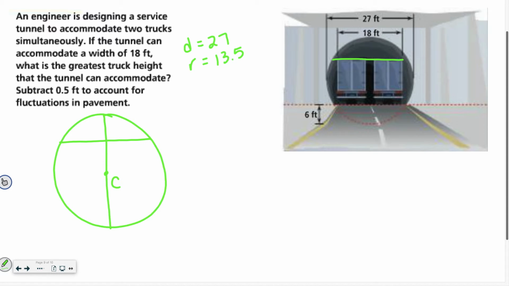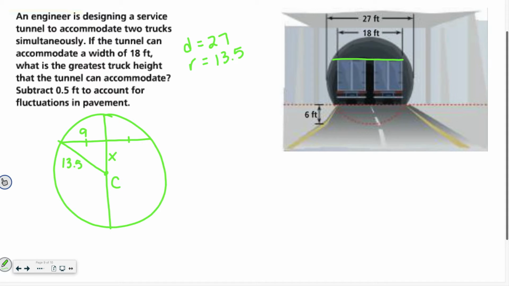And I'm going to connect from C to the outside of the circle, which is a radius. So I know that this is 13.5. And if I drew that chord through the center, like I said, that made it a diameter. But remember, that also cuts that chord in half. So if the whole thing's 18, half of it is 9. And then this side, we don't know what that measure is.